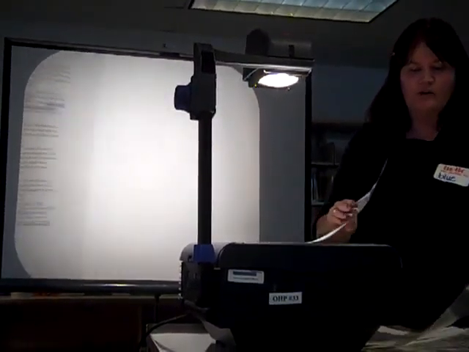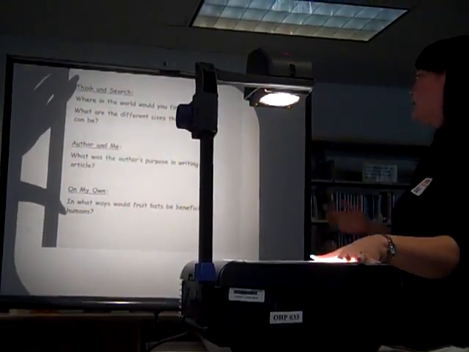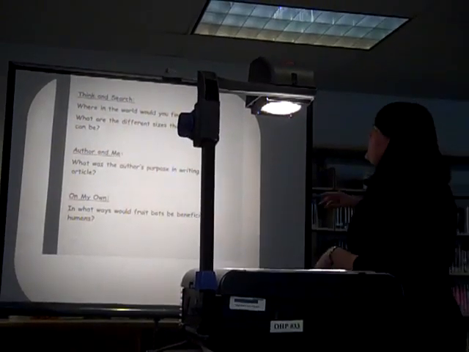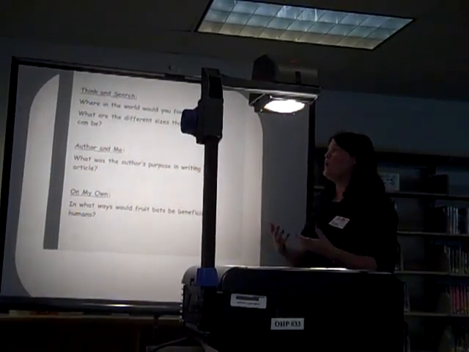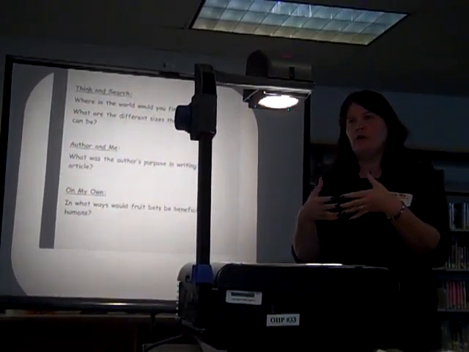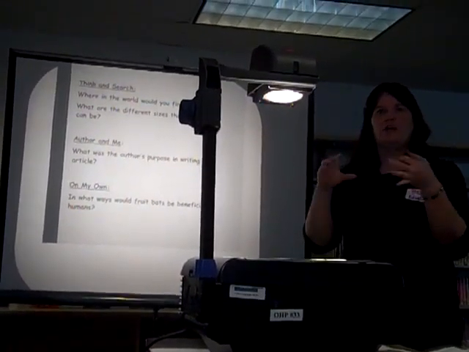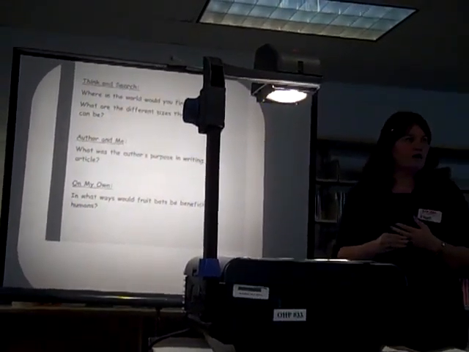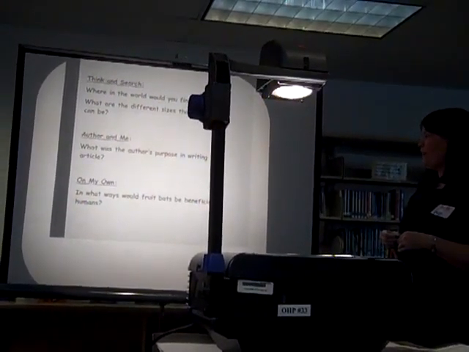Okay? Then the other two aren't in the text, but based on what it's about, you can help them get there. So this one is one I told you would have a definite answer. What was the author's purpose in writing this article? They have to be able to infer based on what it was about. Was it to inform? Was it to entertain? Was it to persuade? That sort of thing. So that one would have a definite answer.